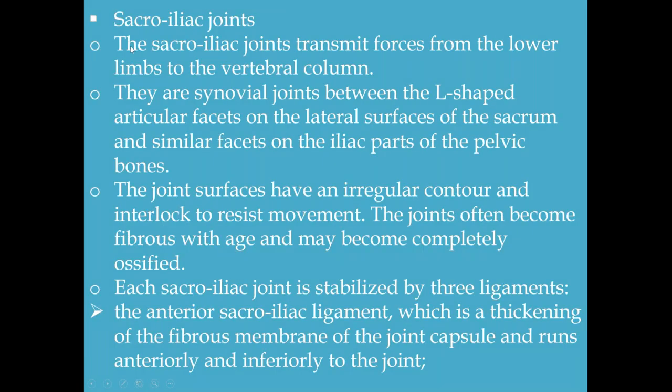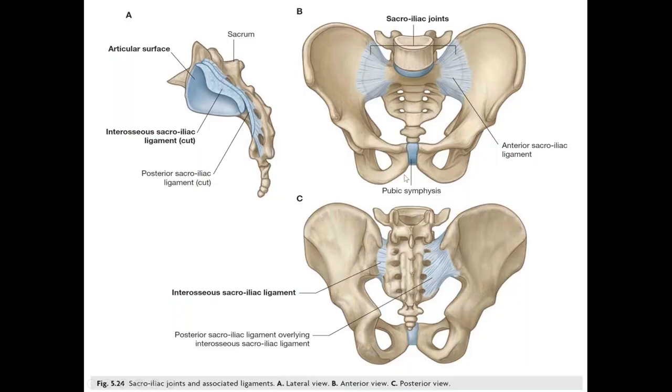What about the sacroiliac joint? The sacroiliac joint transmits the force from the lower limb to the vertebral column. They are synovial joints. Maybe they will ask about the type of joint, so you should know that the sacroiliac joint is a synovial joint. This is about the sacroiliac joint and associated ligaments.